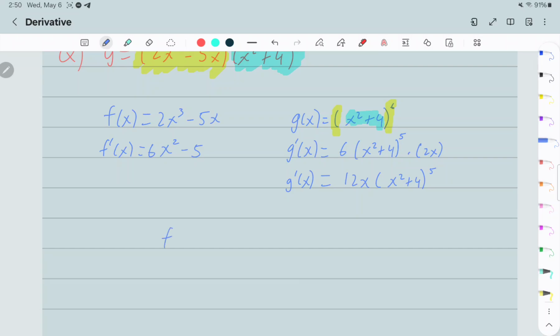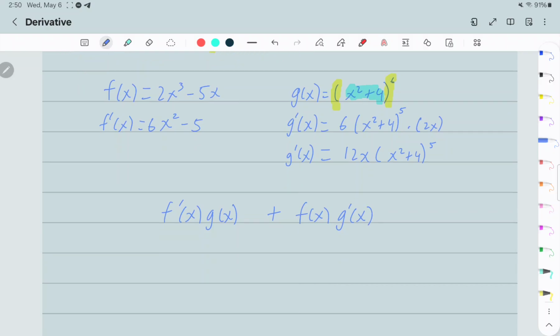What was the formula? The formula said f dash x g x plus f x g dash x. Now, as soon as you see this, you know which value to place where. The f dash x is simply 6x squared minus 5, while g x is x squared plus 4 exponent 6. Similarly, plus sign from the formula, f x is just simply 2x cubed minus 5x, and the g dash x is 12x times x squared plus 4, and it's going to be exponent 5, like this.